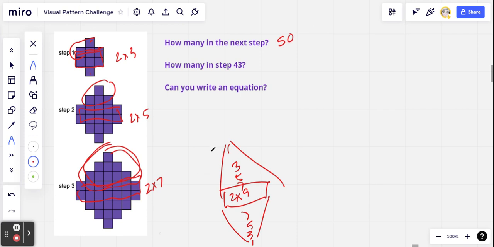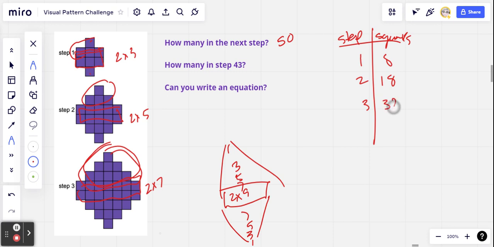So this is getting big pretty quickly. Pretty sure it's not a linear pattern. Probably quadratic. Maybe something else going on. Let's take a minute to analyze the numbers here. So we'll make a chart with the step number and the number of squares. In that first one we had 8. And then it's a 2x5, so it's 10 with the 8 from the previous step, so that's 18. And in step 3, 2x7 is 14, and plus the 18 from the previous step would be 32. And in the fourth step, we're predicting 50.